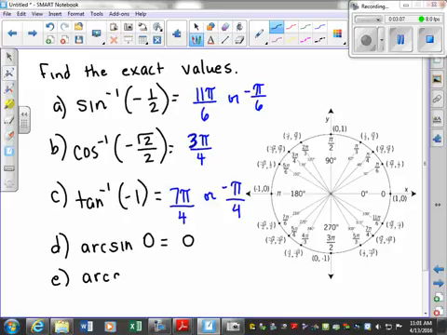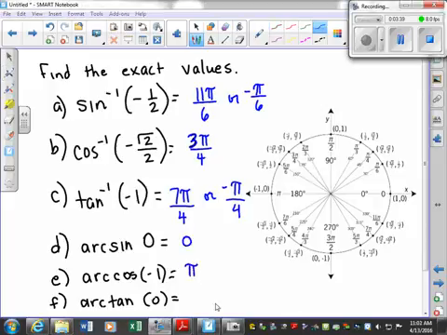What about arc cosine of -1? Okay, arc cosine is defined from 0 to pi, the top half of our unit circle. Where is that going to be -1? The x value, -1. Good, at pi. And the last one, do arctan of 0. Tangent's going to be your sine over your cosine, so it's going to be at 0 or 2 pi as well. 0 and 2 pi are equivalent, and they're the same location on the unit circle.